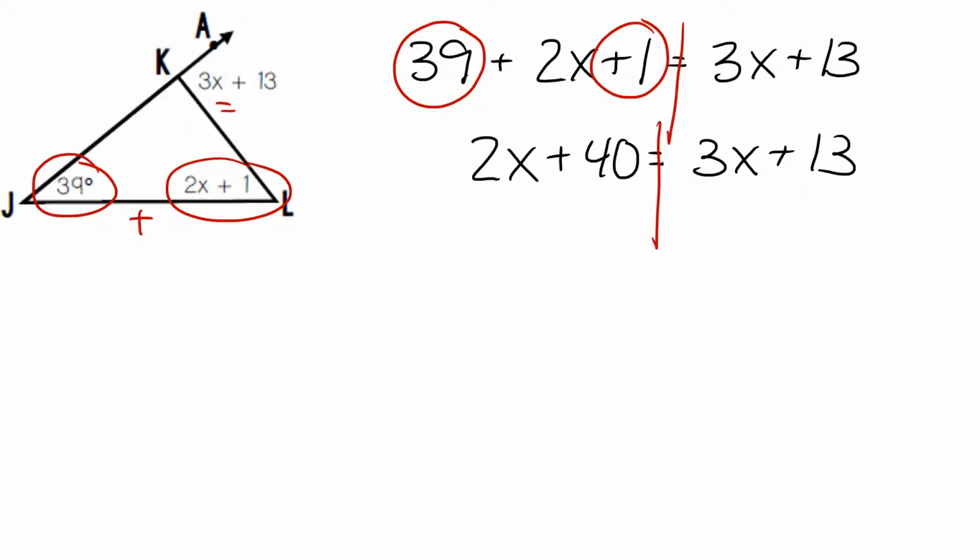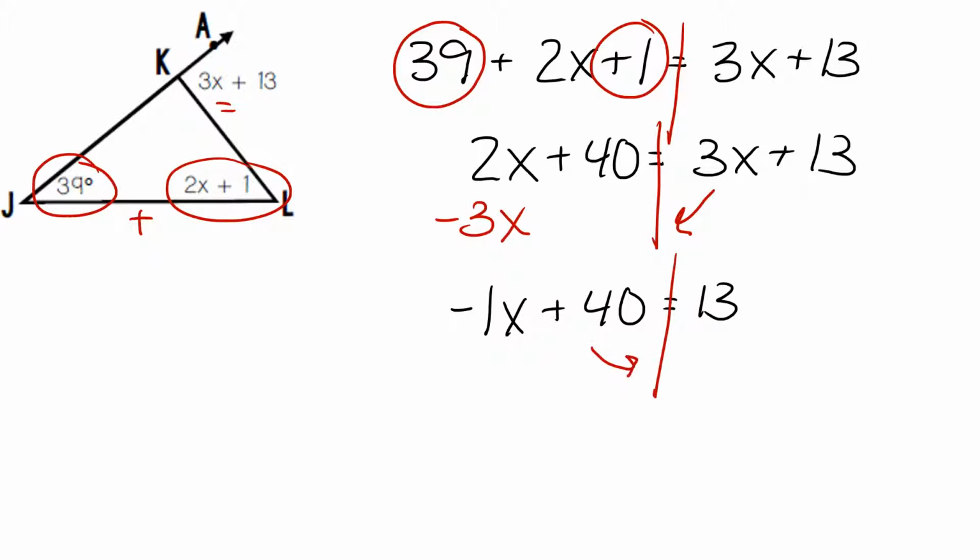My next pair of like terms, 2x and 3x, are on opposite sides, so we do the opposite operation. Instead of 3x, we do a minus 3x. 2 minus 3 is going to give us a negative 1. Bring down the plus 40, bring down the plus 13.